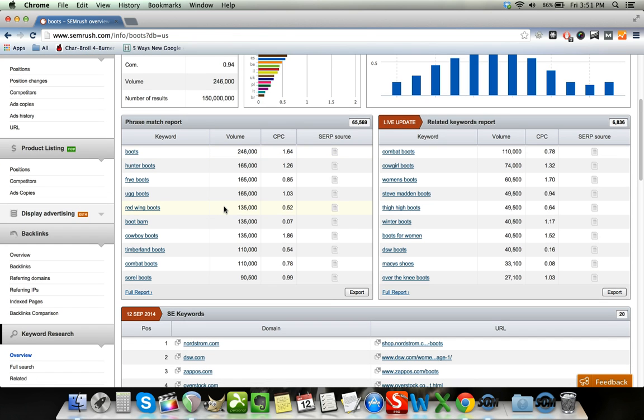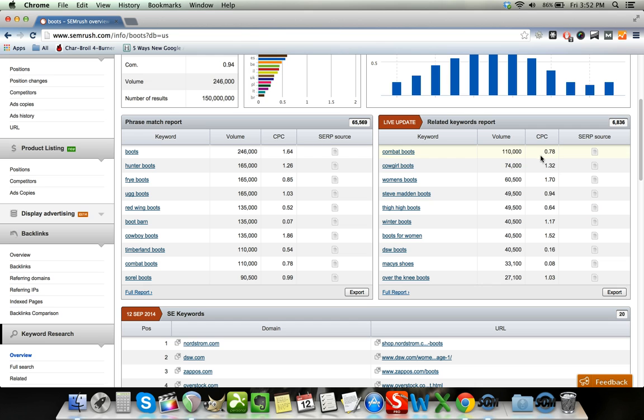Here we have the phrase match report and the related keywords report. The phrase match report shows me every keyword in the database containing the word boots. That's 65,000 keywords. And the related keywords reports are things that we've determined to be otherwise related. Those reports are excellent for getting an idea of what people are really searching for, what's really popular, and just getting general keyword ideas. Again, not only are boots popular, but Hunter boots, Fry boots, and UGG boots are all something that people are looking for.